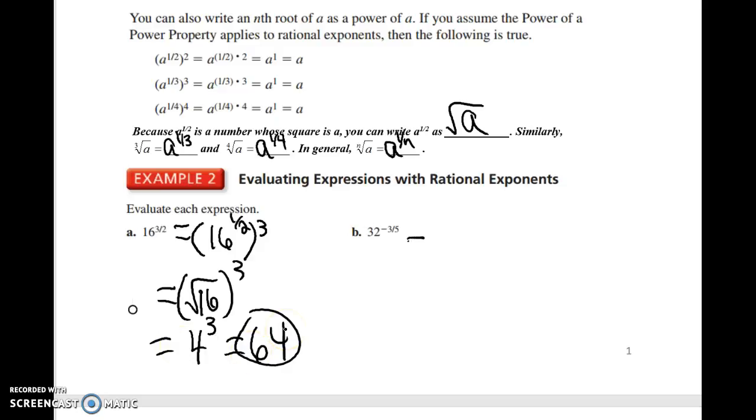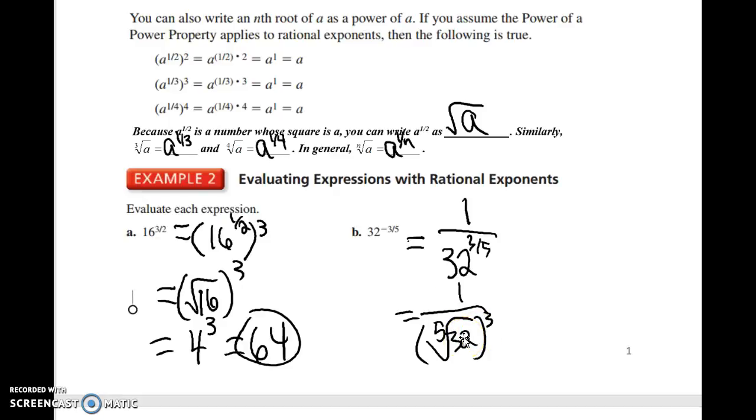Then 32 to the negative 3/5 would be 1 over 32 to the 3/5, which is 1 over the 5th root of 32 all to the 3rd power. You should recognize the 5th root of 32 to be 2, because 2 to the 5th power is 32. So this would be 1 over 2 cubed, which is just 1 over 8.